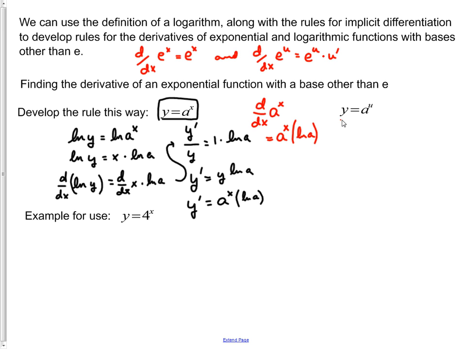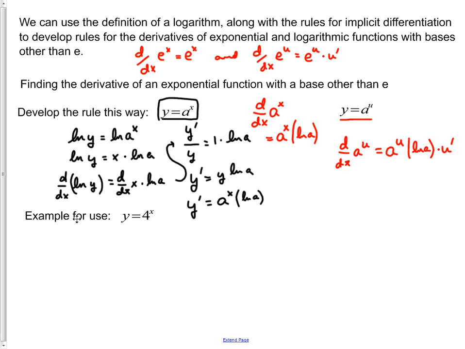And likewise, our rule, if we said it was a to the u, would go like this. If we take the derivative with respect to x of the quantity a to the u, where u is a differentiable function of x, then the derivative is going to be a to the u times the natural logarithm of base a times the derivative of u.